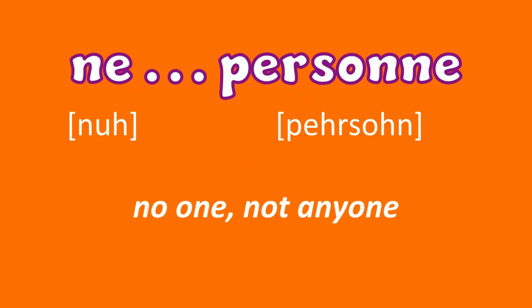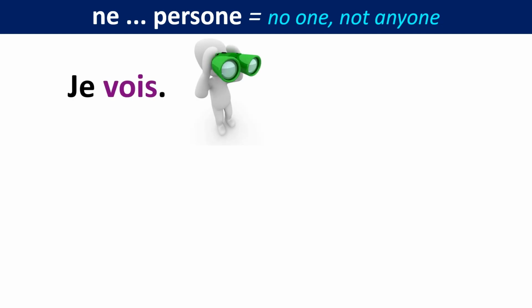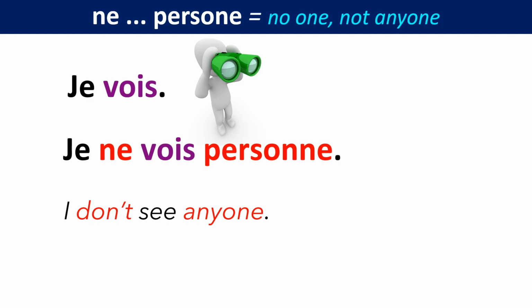Ne, personne. Ne personne means no one, not anyone, nobody. Je vois means I see. Je ne vois personne. I don't see anyone. I see no one.